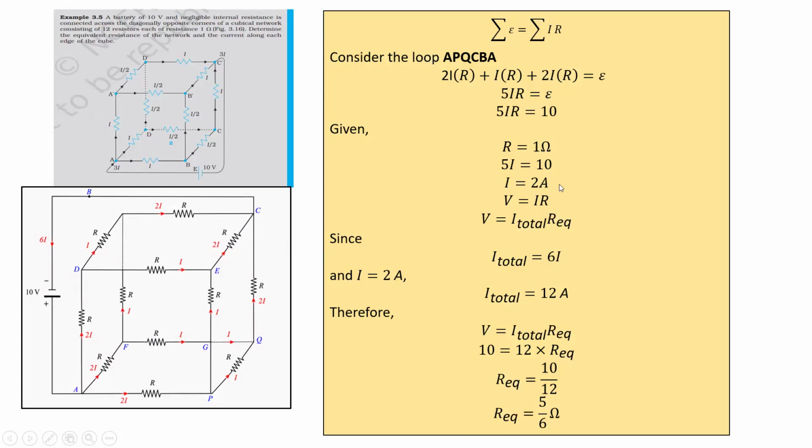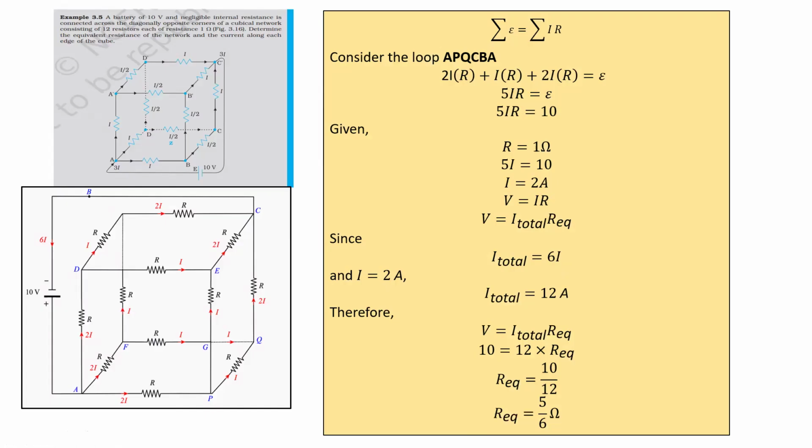What is the total incoming current? What I assumed, 6I, is the incoming current. Therefore, I total is 6 into I. I got I as 2 ampere. I total becomes 6 into I, that is 12 ampere.